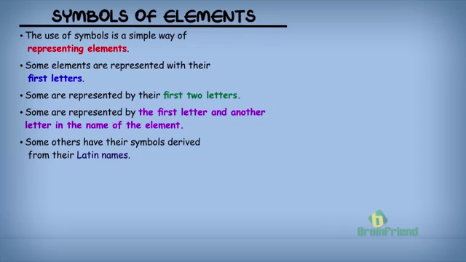Now, symbols of elements. We say that symbols are used to represent elements. So, for example, instead of writing oxygen, we'll make use of a symbol to represent this oxygen, capital letter O. So, anywhere the letter O, capital letter O, is seen in the chemical world, it will always represent oxygen.